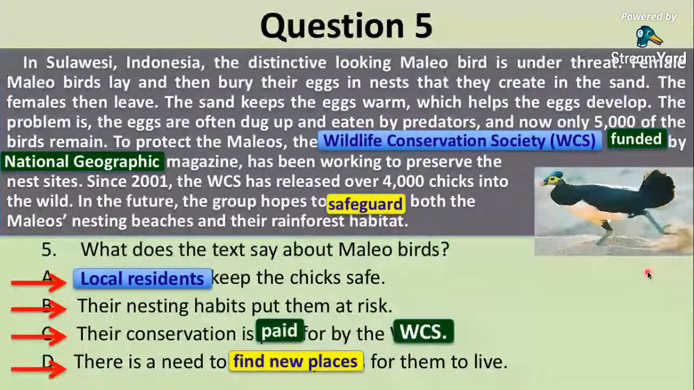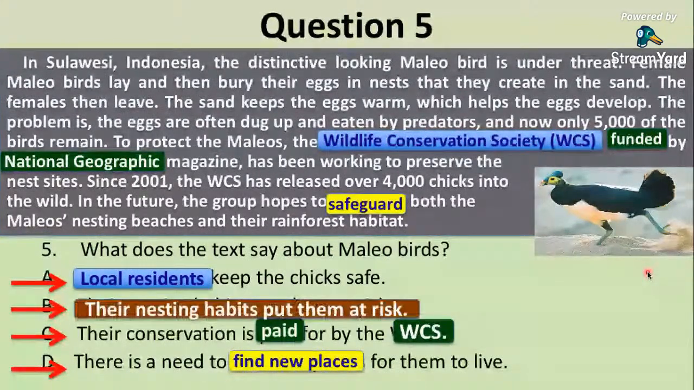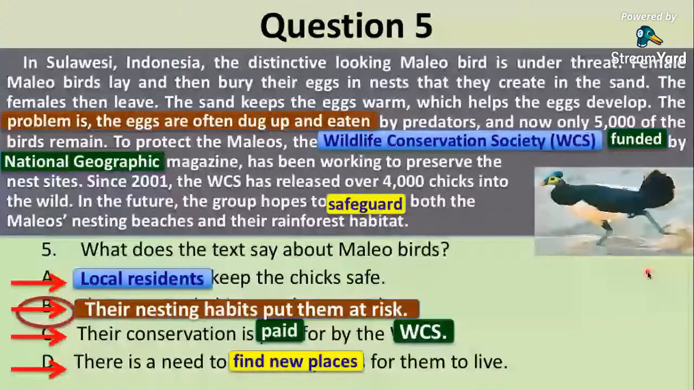And now we go to B. Their nesting habits put them at risk. The way they lay eggs creates problems for them. And here you can actually see the keyword. The problem is their eggs are often dug out and eaten. So if the eggs are often eaten, how can they reproduce? And that's why number 5 is actually B. And I noticed that most of you gave the answer B. So very good. You guys got it right. Number 5 is B.